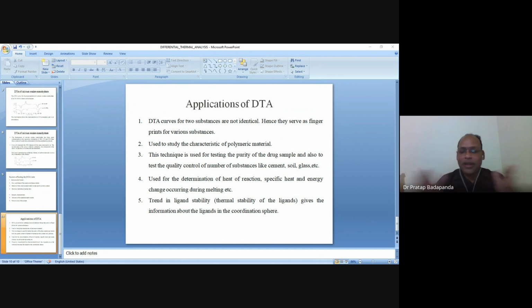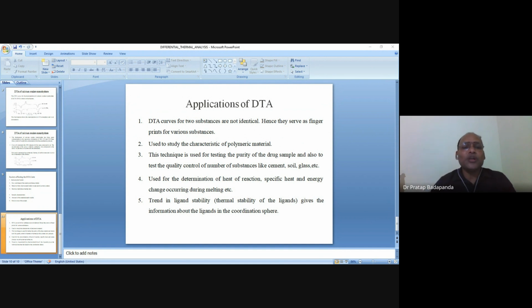No two substances can give the same type of curve. The curve is always different, just like our fingerprint, or DNA fingerprinting. Hence they serve as a fingerprint of various substances. Our fingerprint is not equal to anyone else's; it is particular to a very particular person. So this is just like DNA fingerprinting.